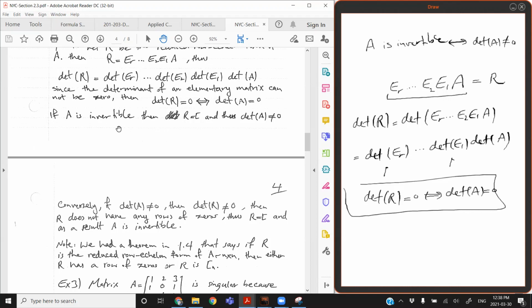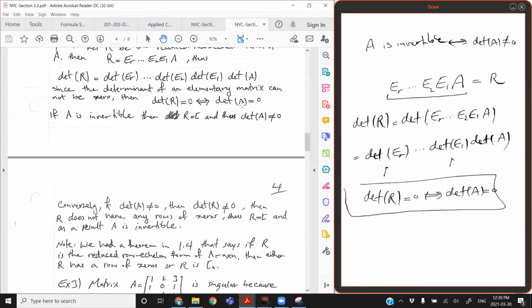Now, if A is invertible, then A can be reduced to I. That is, the reduced row echelon form of A is going to be I. Determinant of I is not 0. So if R is I, then determinant of R is not 0, then automatically determinant of A is not 0. So that's one way. If A is invertible, then R would be I, and as a result, because of this, determinant of A would not be 0.